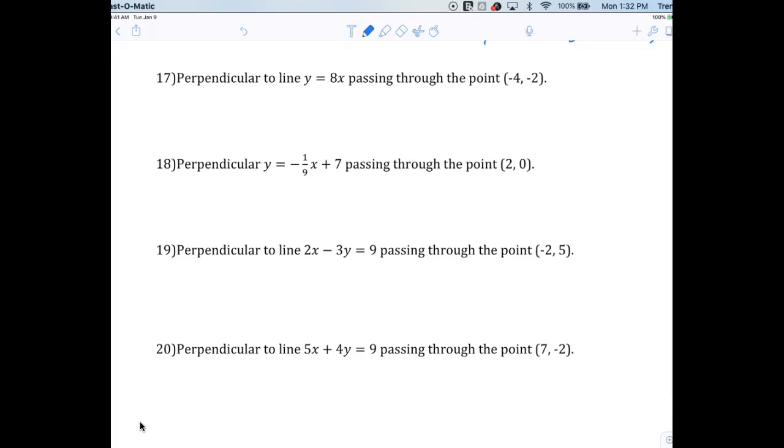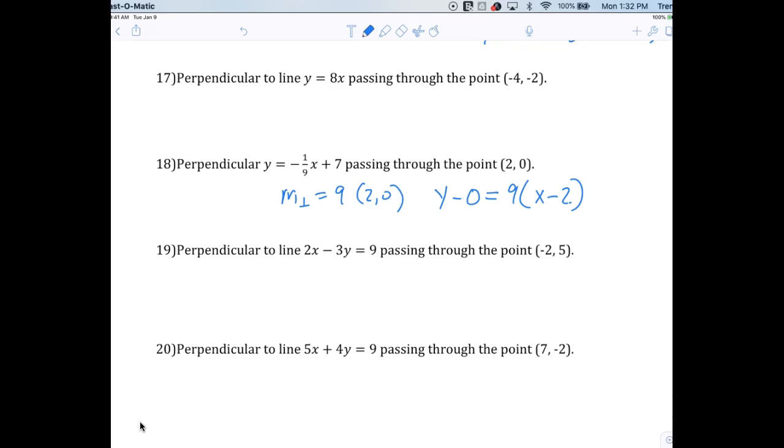Leighton, tell me what's the slope of the perpendicular for 18? Would it be 9/1? Yes, it would be 9/1. Do I have to say 9/1 or can I just say 9? Thank you. What point am I passing through? 2, 0. So write the equation. Y minus 0 equals 9 times x minus 2. Wasn't bad, right?